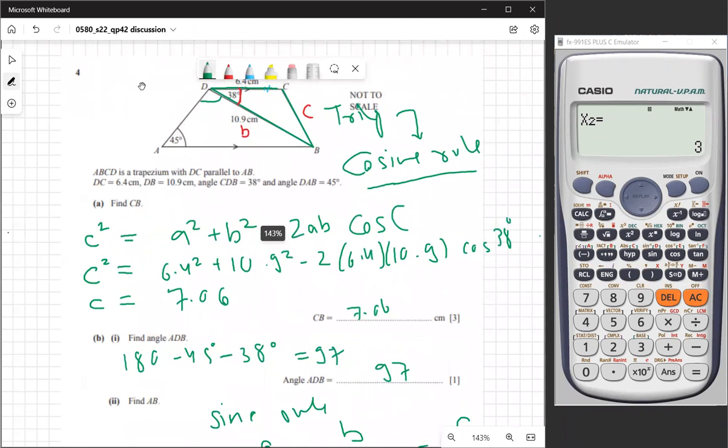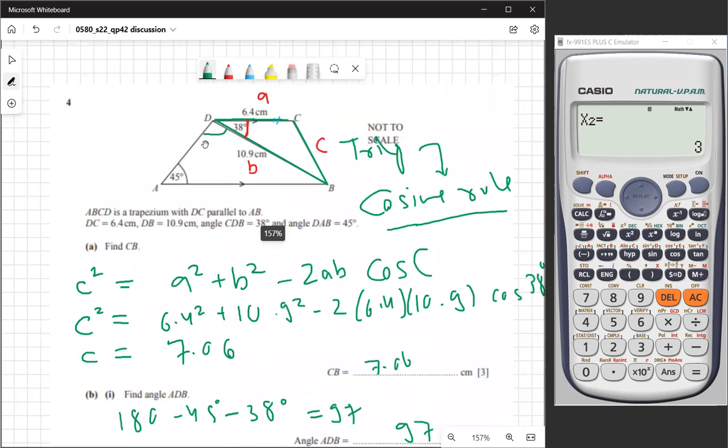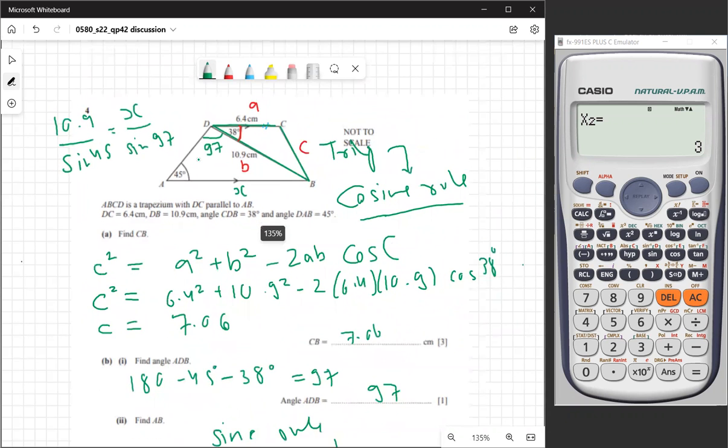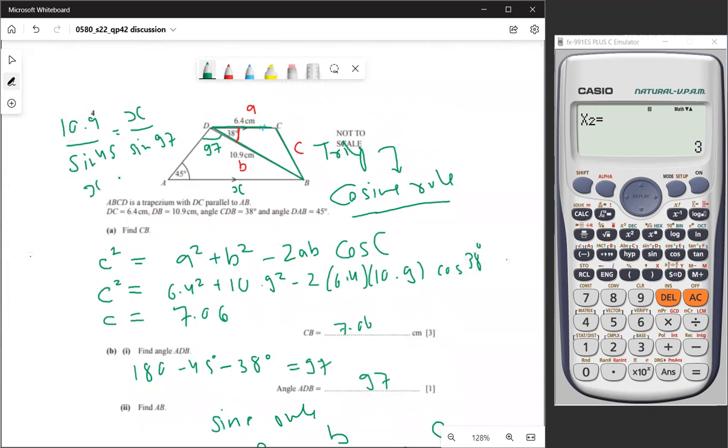10.9 by sine 45 is equal to x by sine 97. Let's call it x. So x is equal to 10.9 by sine 45 into sine 97. X is how much? 15.3, I think. That's the answer.